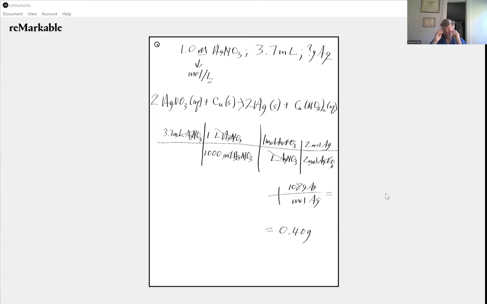So, molarity, very easy to use in calculations, unless you have to convert the volume. But aside from that, one step and you're at moles. And that's exactly the first step that you want in the stoichiometric calculation.